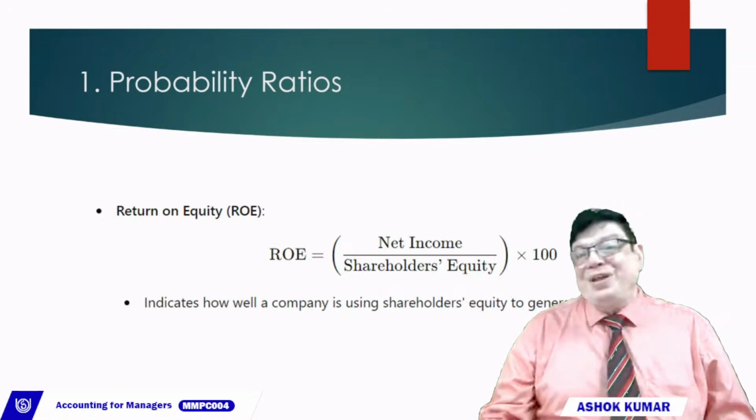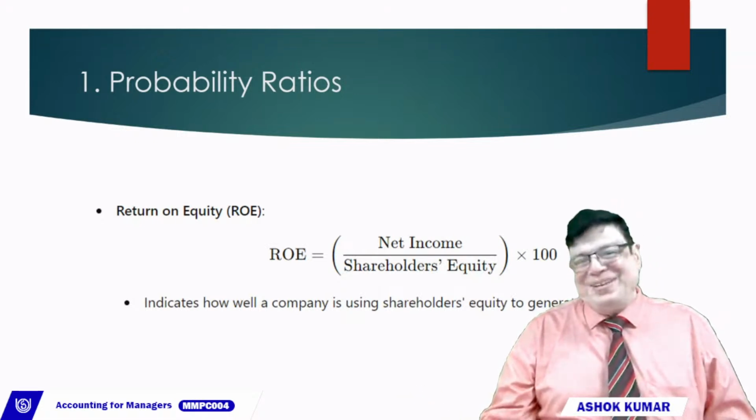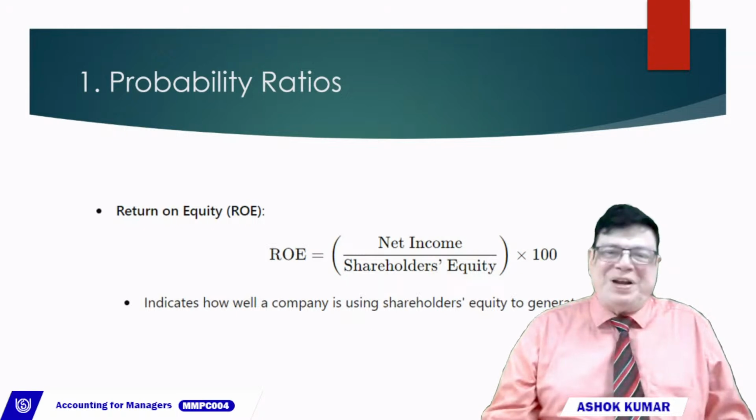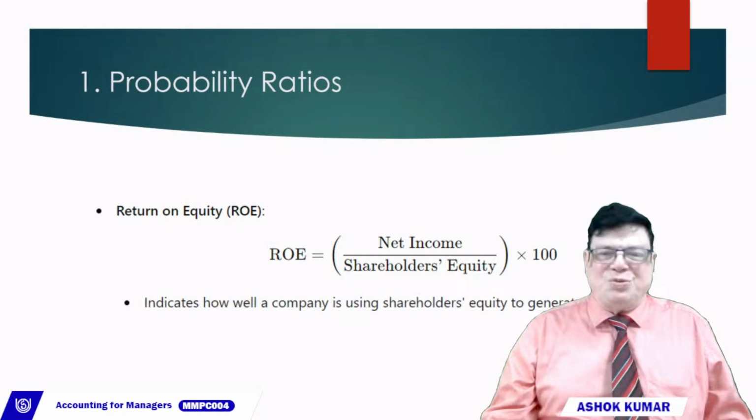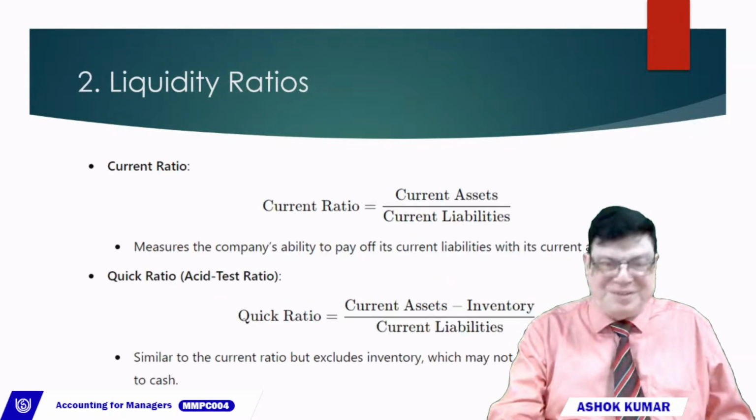Then return on equity. How much is the return on equity? ROE is equal to net income divided by shareholders' equity into 100. It indicates how well a company is using shareholders' equity to generate profit.